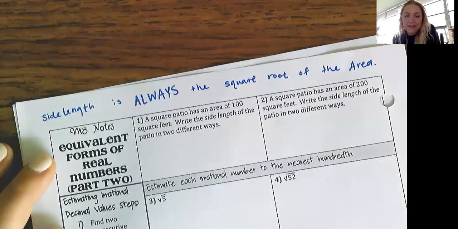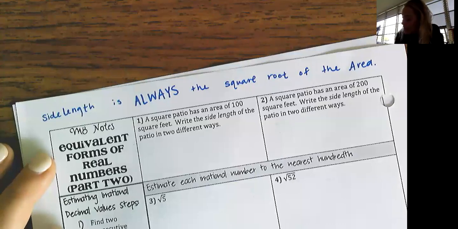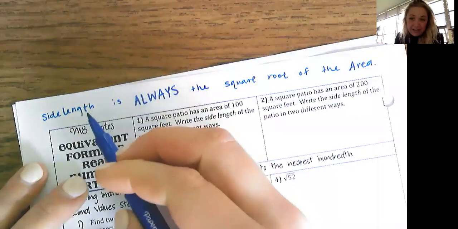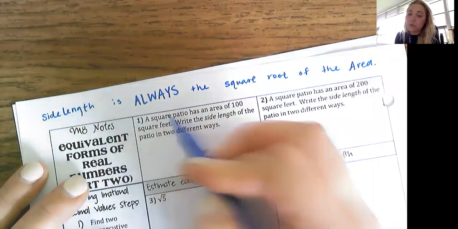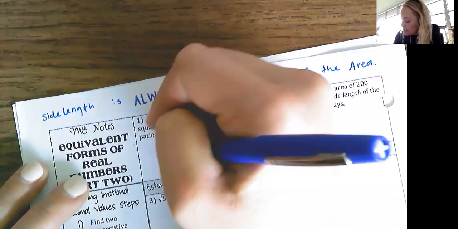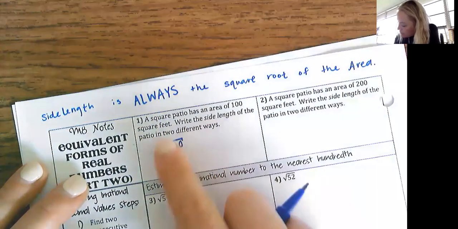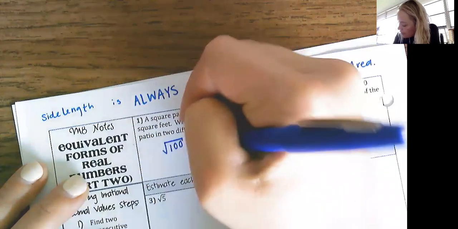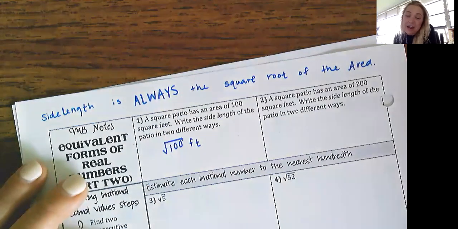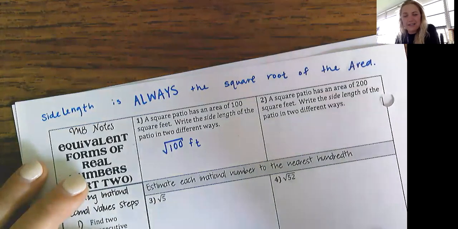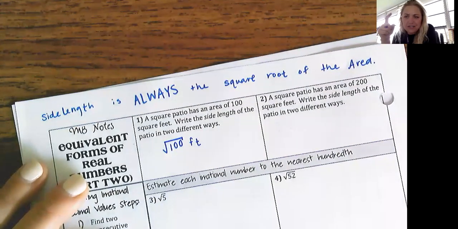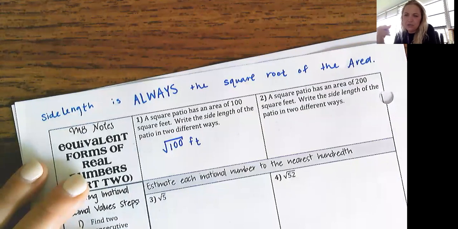So why is that important? Well, let's look at number 1. A square patio has an area of 100 square feet. Write the side length of the patio in 2 different ways. So the area was 100, and I know that on these squares, the side length is always the square root of the area. So I'm going to say that my answer is the square root of that area, which was 100. Now this is asking about feet, so I'm going to say feet. Remember, when you find the area, it's squares inside, but the side length isn't squares along the edge of it. It's just like a ruler measurement. So we just say feet, no squared on that one.